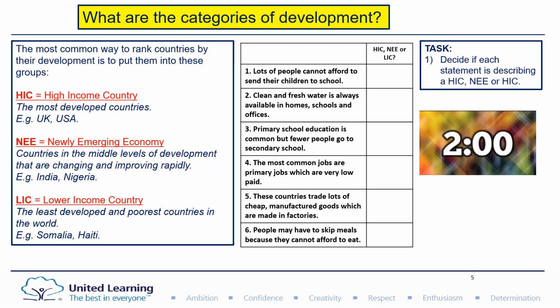So there are 3 categories of development: HIC, high income country like the UK, USA; NEE, newly emerging economies; and LIC, low income countries. What I want you to do is write out the statements from 1 to 6 and then decide if each is relevant in a high income country, a newly emerging country, or a low income country. So I'll pause it there and let you crack on with that.